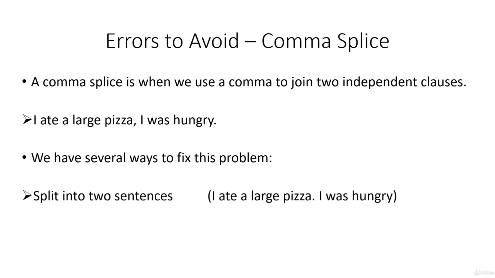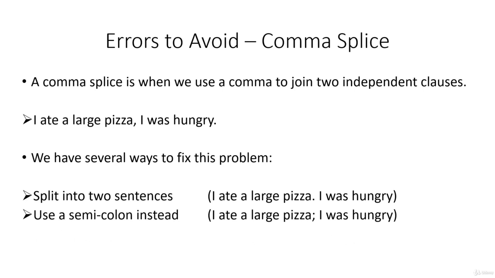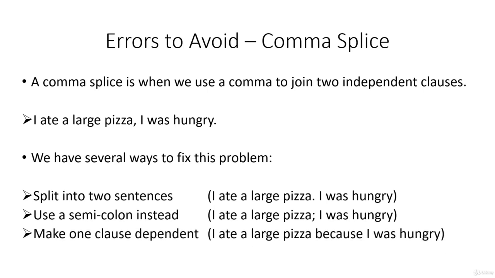We can split it into two sentences. I ate a pizza, full stop, I was hungry. We can use a semicolon instead. I ate a pizza, semicolon, I was hungry. That's good. Or we can make one of the clauses dependent by saying I ate a large pizza because I was hungry. Now there is a separate lesson on the comma splice that goes into this in much more detail, so please feel free to check that out if you want more details on this.